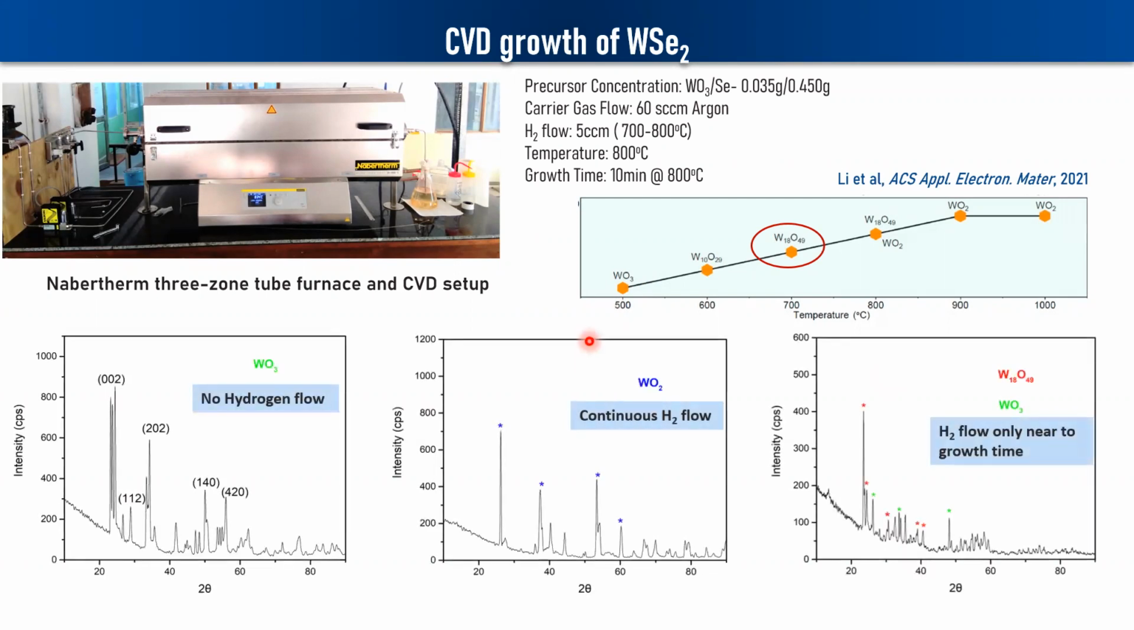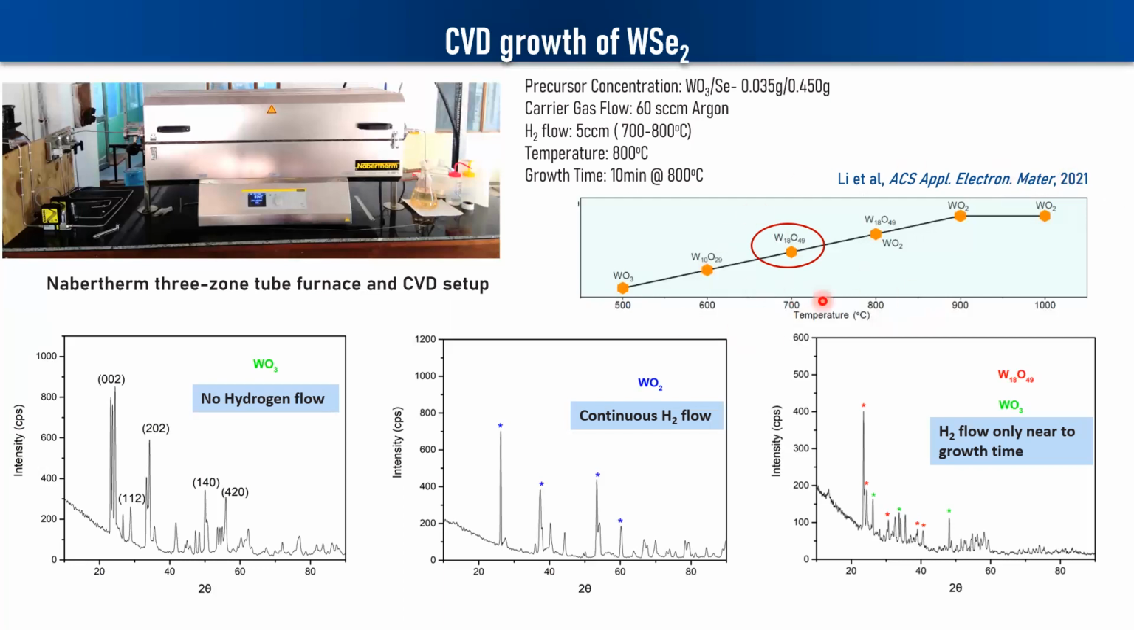Now, what we have done is we have studied what happens to our precursor under different hydrogen flow conditions. When there is no hydrogen flow, the precursor remains as such after the growth. Whereas if you have a continuous hydrogen flow, starting from 200 degrees Celsius to the growth temperature of 800 degrees Celsius, then you see a conversion of WO3 to WO2. Now, this is not good for our growth because WO2 has a higher sublimation temperature, and because of that, we do not see the growth of WSe2.